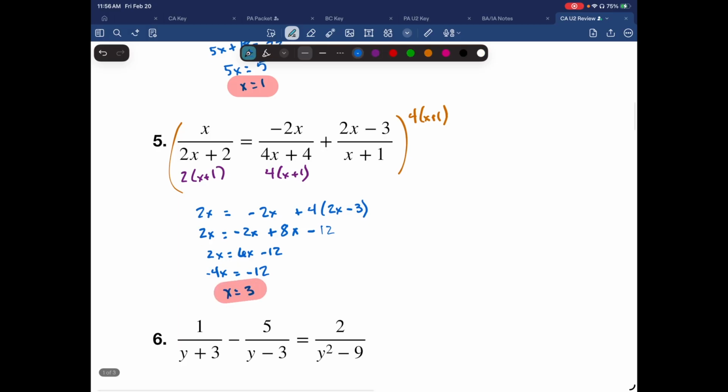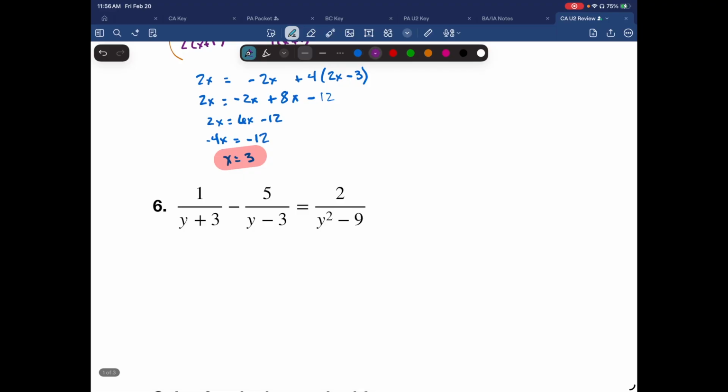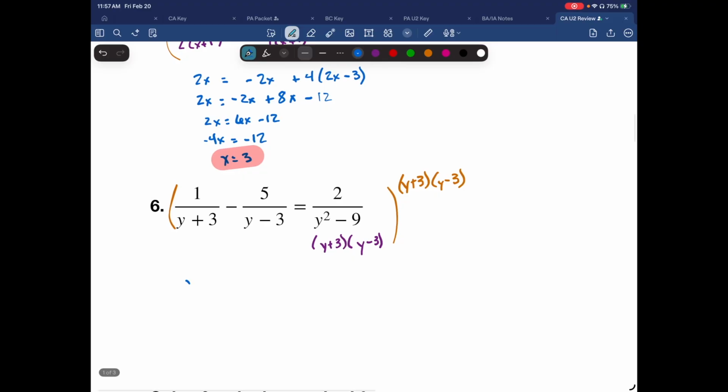Okay. All right. Similarly here, we can factor this y squared minus 9, so that's going to be y plus 3, y minus 3. And as you can see, that is my denominators on the other side. So I'm going to multiply this by that denominator, y plus 3, y minus 3. All right, and on the first one, the y plus 3s are going to fall out, and I'm left with y minus 3 on top.